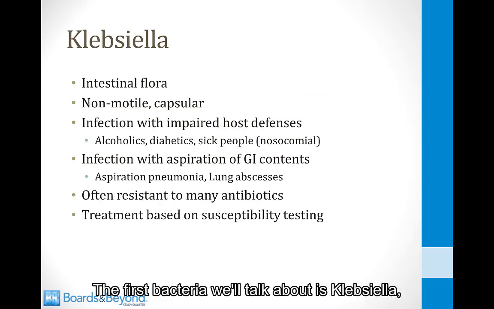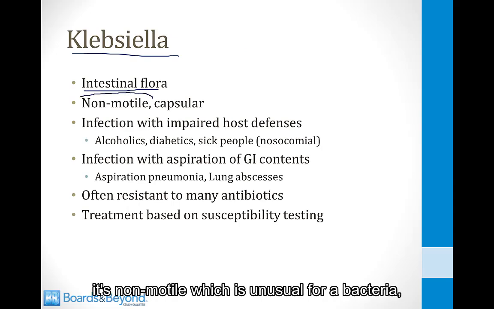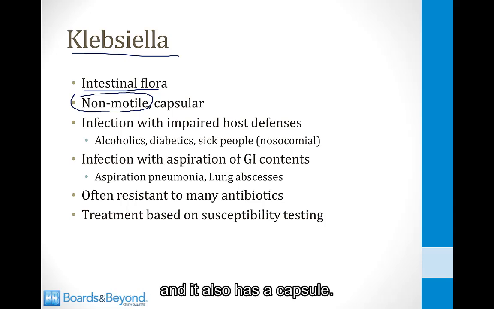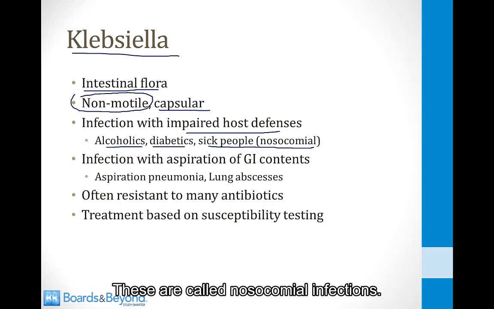The first bacteria we'll talk about is Klebsiella. This is part of the normal intestinal flora. It's non-motile, which is unusual for a bacteria, and it also has a capsule. People who get sick with Klebsiella typically have impaired host defenses. So alcoholics are a classic group, also diabetics, and also people who are sick in the hospital. These are called nosocomial infections.